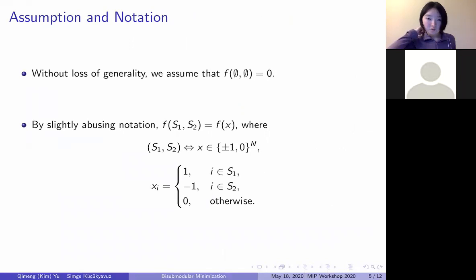Throughout this work, we assume that f of a pair of empty sets is 0. This is without loss of generality. We can simply subtract f of empty sets from everything. We also use -1, 0, 1 vectors as the characteristic vectors for every biset (S1, S2). We assign 1 to i if i belongs to S1, -1 if i belongs to S2, and 0 otherwise. This is a one-to-one unique correspondence between the space of ternary vectors and the pairs of disjoint subsets of n.